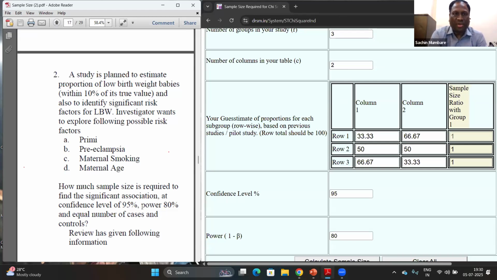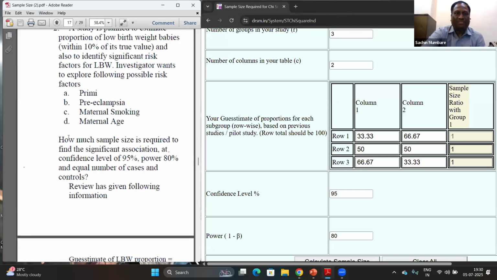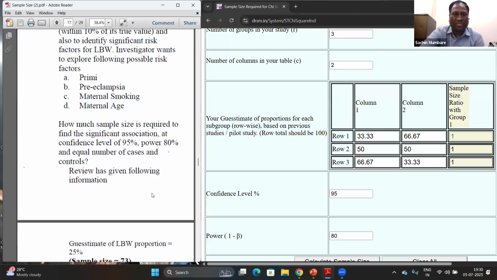The investigator wants to explore the following possible risk factors. Again, I have given only 4 possible risk factors. You can have hundreds of possible risk factors for low birth weight babies, and you can explore the association of each risk factor with low birth weight babies. Just for the sake of example, I have given only 4 risk factors. Now, how much sample size is required to find a significant association at a confidence level of 95%, power 80%, and an equal number of cases and controls? The review has given the following information.